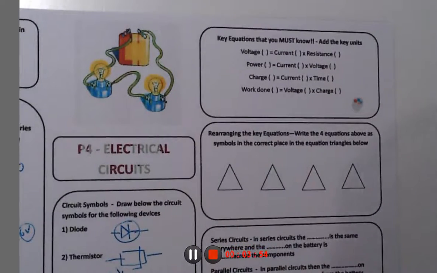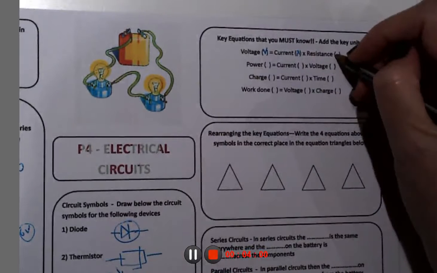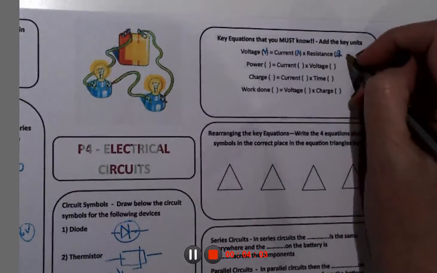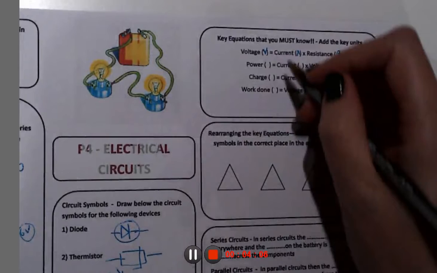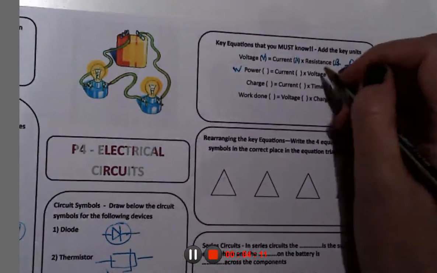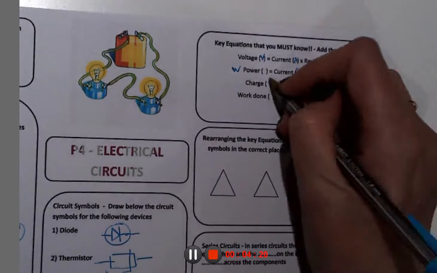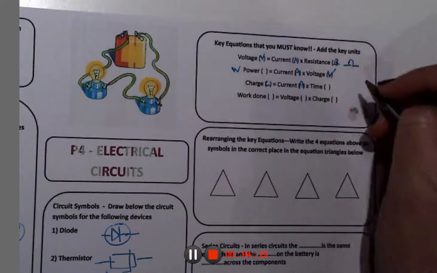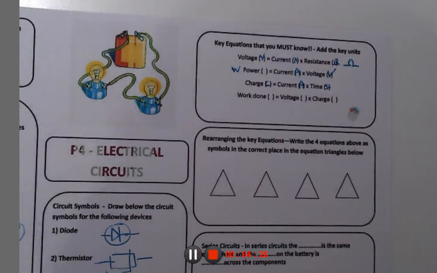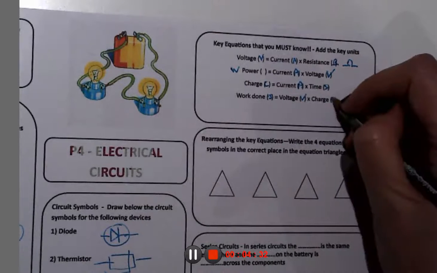Okay, let's have a look at these equations up here. Key equations you must know. So voltage is measured in volts, current is measured in amps, resistance is measured in ohms. Power is measured in watts. Current is measured in amps and voltage is measured in volts. It should say potential difference though, which is very naughty that it doesn't. Charge is measured in coulombs, current is measured in amps, and time is measured in seconds. Work done is measured in joules, voltage is measured in volts, should say potential difference, charge is measured in coulombs.